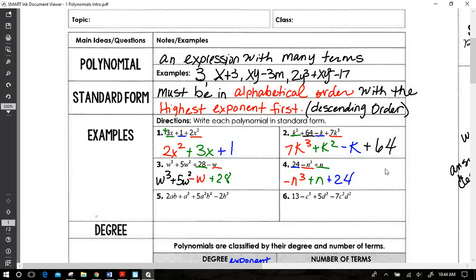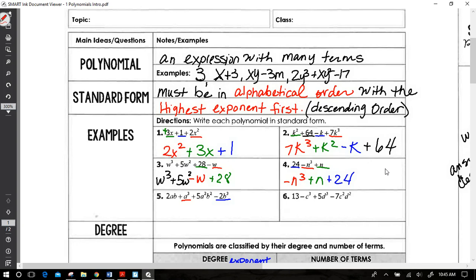Alrighty. Let's take a look at number 5 together. Number 5 is a little different because I have an a cubed, but I also have a minus 2b cubed. So I have two exponents that are of equal order, but the terms are not the same. One's an a and one's a b. So here's what I do to prioritize a problem like this.